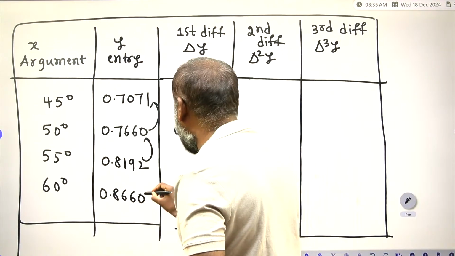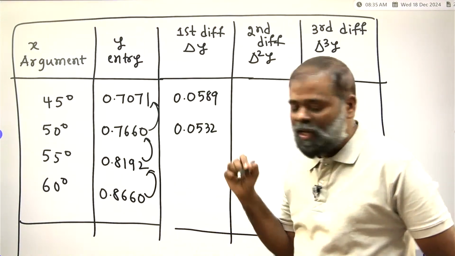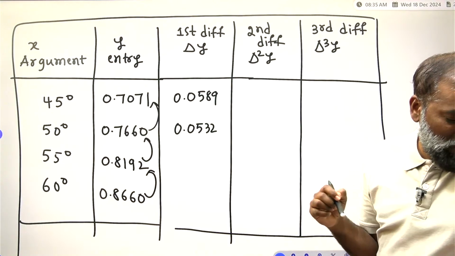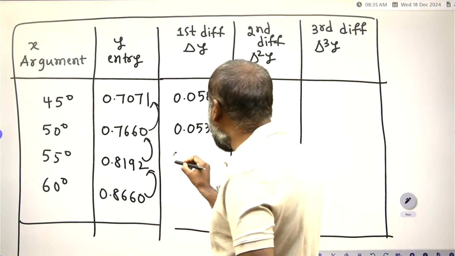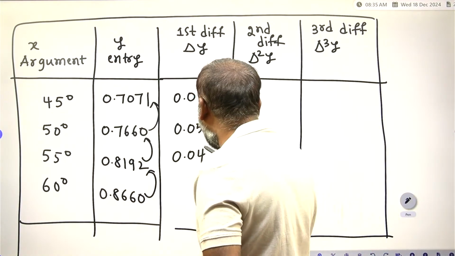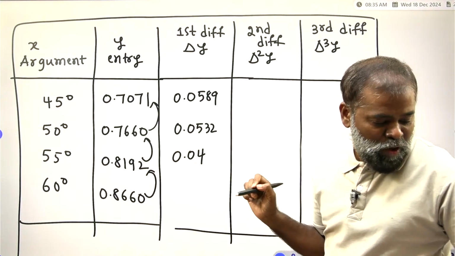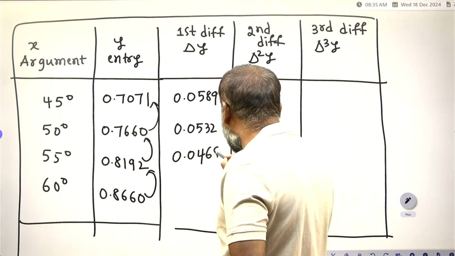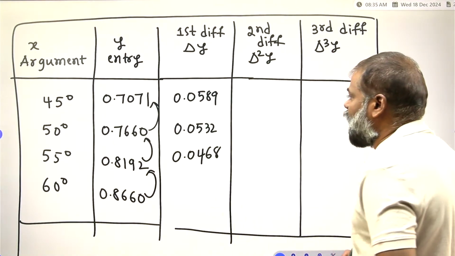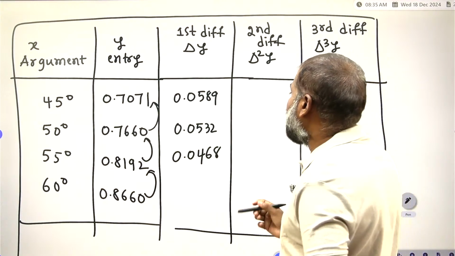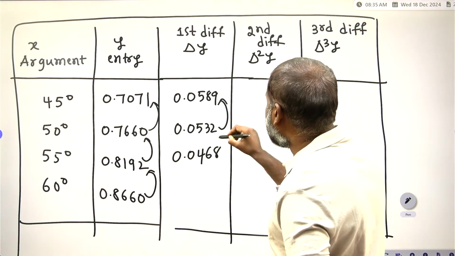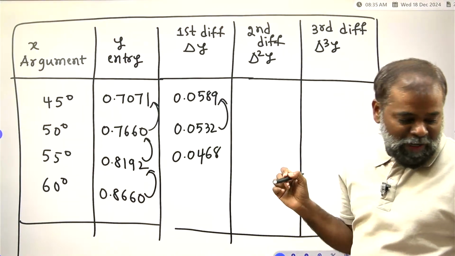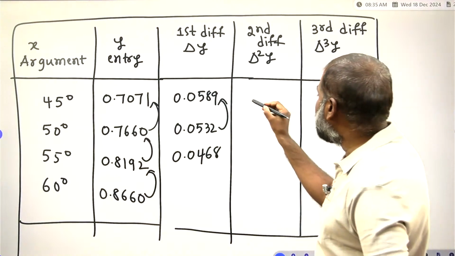0.00532 you are getting. Again, you have to subtract these two values. How much value are you getting? 0.0468. This is the delta y values. Again you have to subtract these two values.